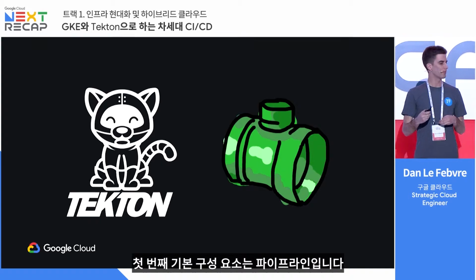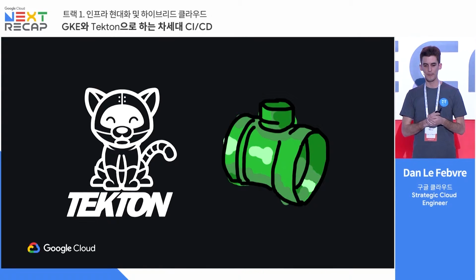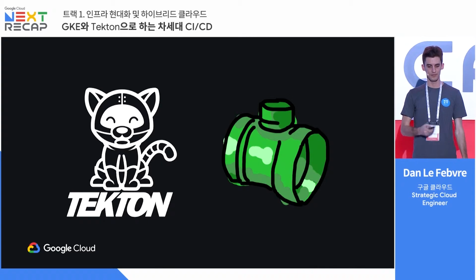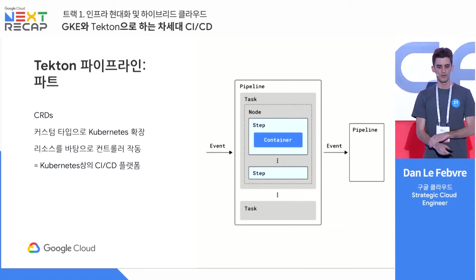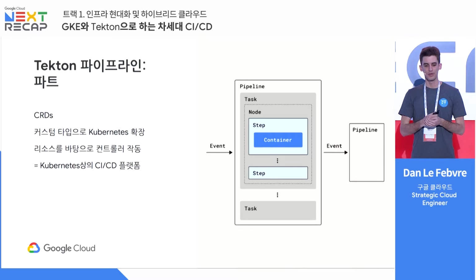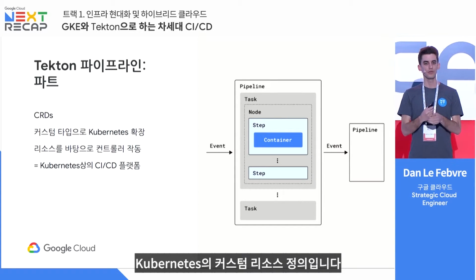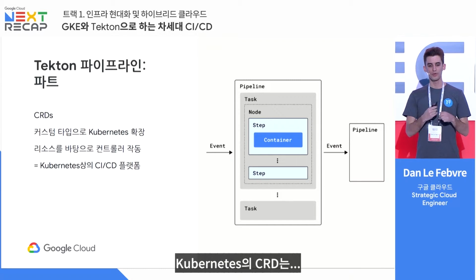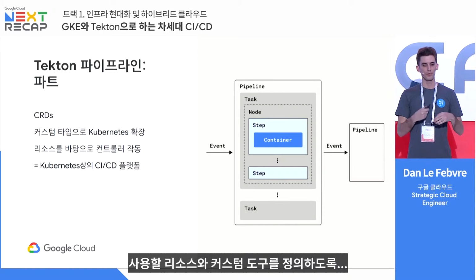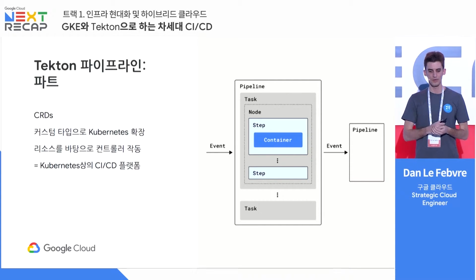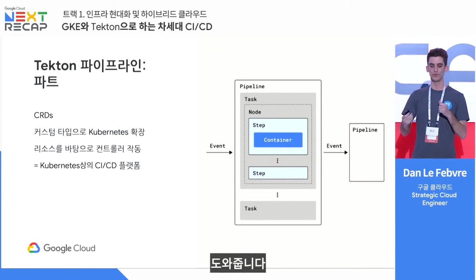So our first building block is pipelines. And we'll dig deeper into that now. A Tekton pipeline is a custom resource definition in Kubernetes. And Kubernetes CRDs help you define your own resources to use and your own custom tools.